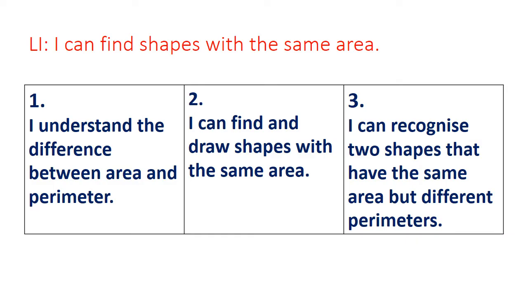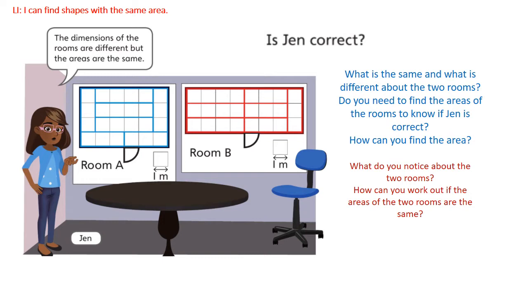So this is where we're starting today. I can find shapes with the same area. Here's our first one. The dimensions of the rooms are different, but the areas are the same. Is Jen correct? Well, first of all, I want you to think what's the same and what's different about these two rooms.